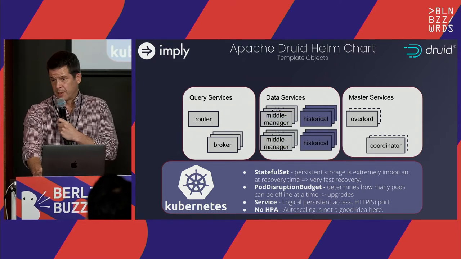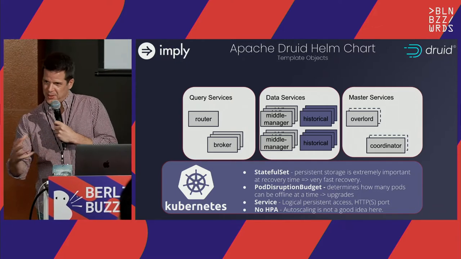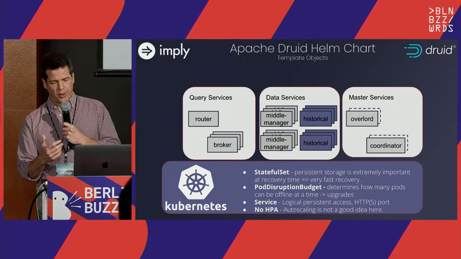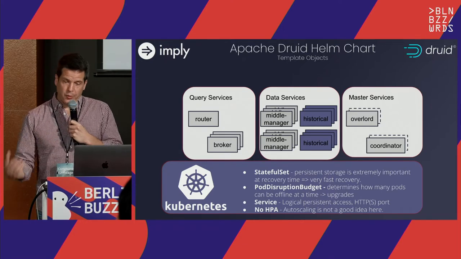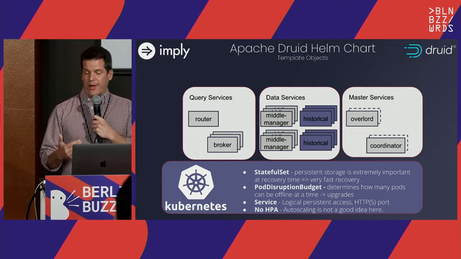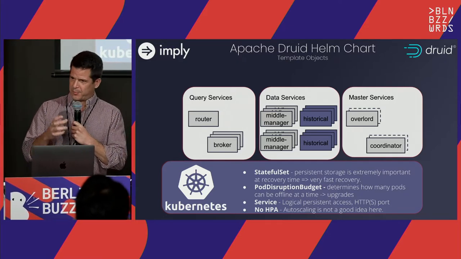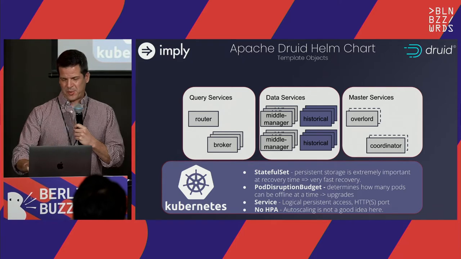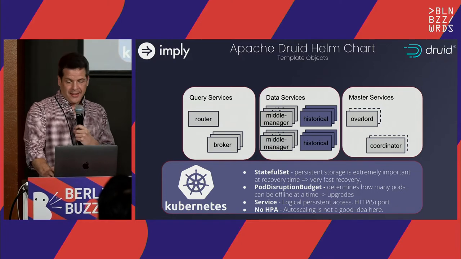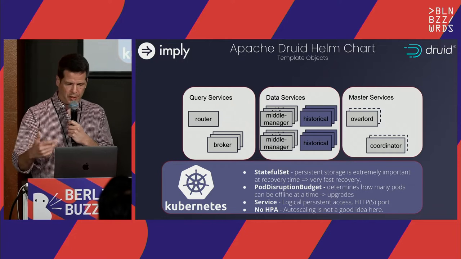The historicals are very similar. They also are stateful. In this case, it's particularly important, like I mentioned before, because we have the segment files that are stored locally on the historicals that would need to be reloaded if they're not there when it restarts. So Kubernetes here provides this very fast recovery by giving it the persistent volume to recover quickly. It also uses the same pod disruption budget as the middle managers to do the rolling upgrade.